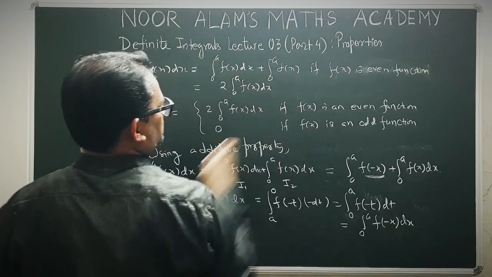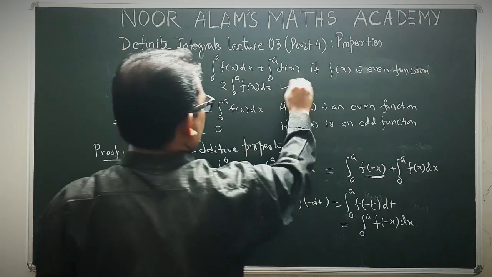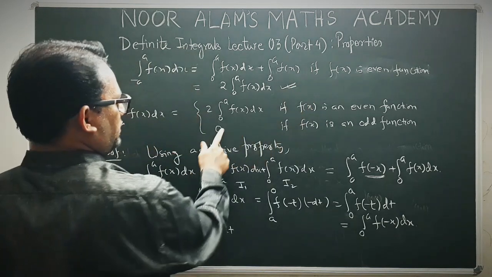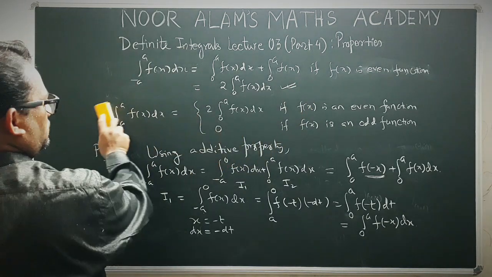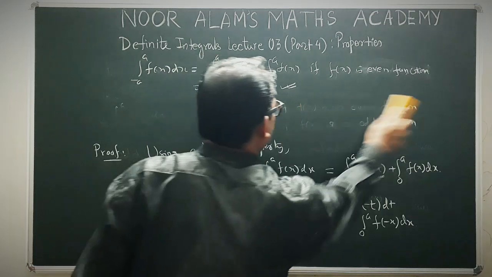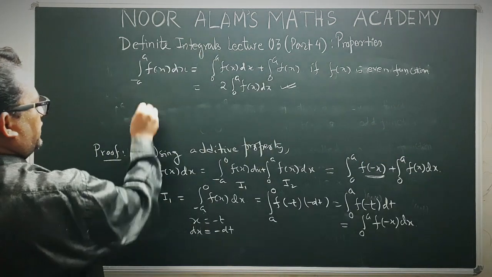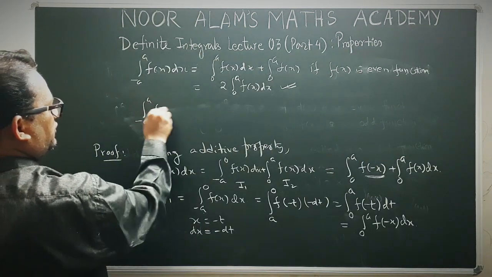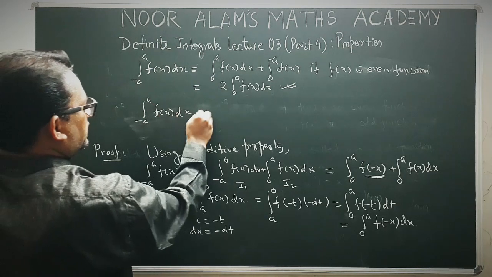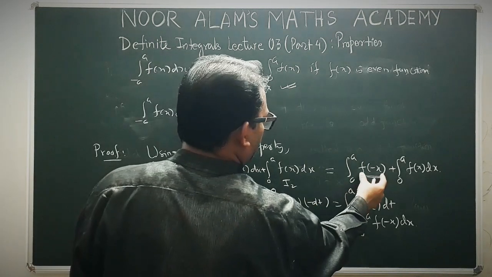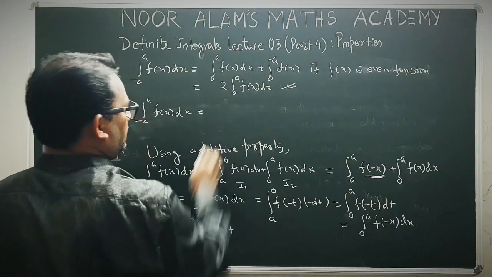So this first part has been proved. Now for the second part we have to prove 0. We can write it in this way: the integral from minus a to a of f(x) dx. Now suppose f(x) is an odd function, so what will happen?